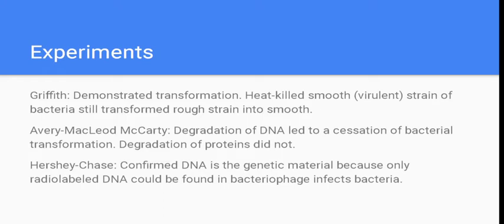So in genetics, a couple of important experiments. Griffith demonstrated transformation. A heat-killed smooth strain of bacteria still transformed rough strain to smooth. Avery, MacLeod, McCarty: degradation of DNA led to a cessation of bacterial transformation, but degradation of proteins did not stop it. Hershey-Chase confirmed that DNA is the genetic material because only radio-labeled DNA can be found in the bacteriophage that infects bacteria.